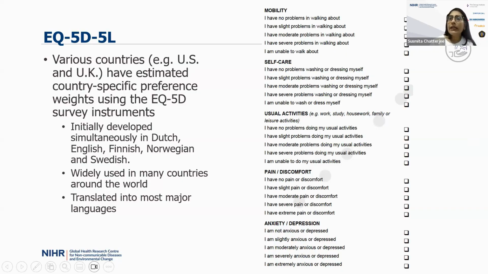And then there will be one tick here, one tick here, one tick here. If the tick is no problem, the marking will be 1. If it is the second, like slight problem, it will be 2. Moderate problem will be 3. Severe will be 4. Unable will be 5. That's how you get a score for everyone for all 5 dimensions and all 5 levels, right? You get a score for people.